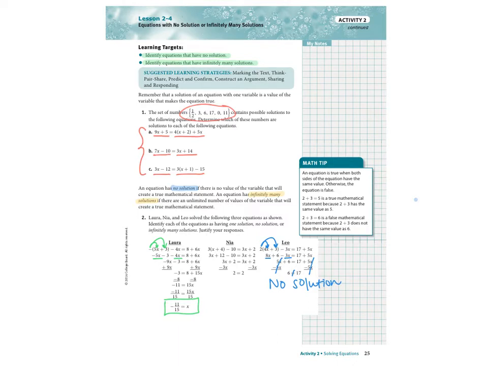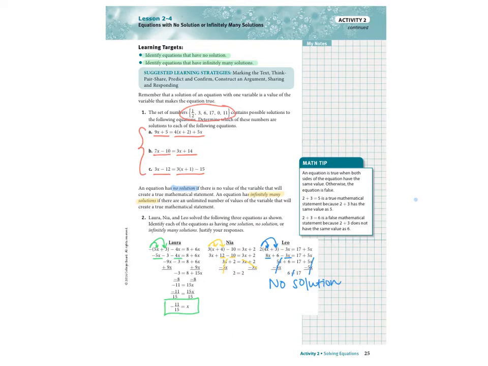So she started off just like the other two students by using that distributive property. And then she saw, okay, I have to combine like terms. And then she started moving her variables over to one side. And you know what? I can see that she has something similar happening to her like Leo had. When she moves her variables to one side, you can see that both of them actually cancel out, meaning that our variable disappears again. This is so interesting.